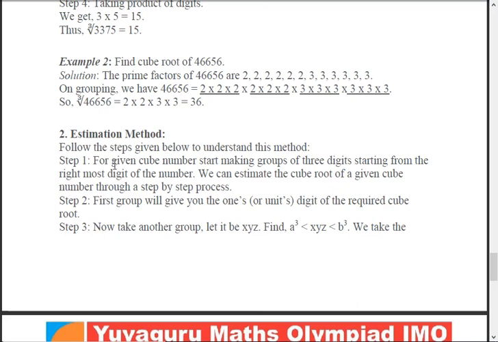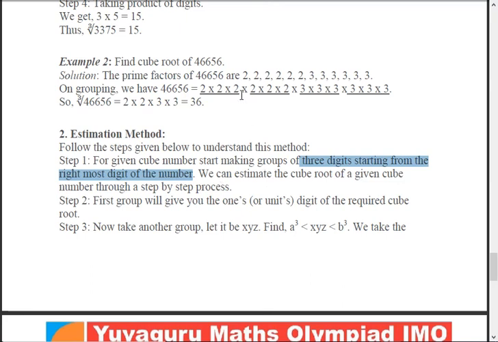Estimation means what? Find the cube. We are just following the thumb rules. We are not going the exact way. Find a cube root for a given cube number. Start making groups of 3 digits starting from the rightmost digit of the number. We can estimate the cube root of the given cube through a step-by-step process.